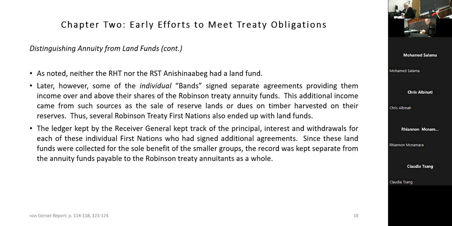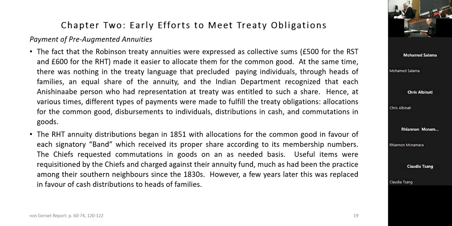If we move to slides 19 and 20, I would almost describe them as companion slides, but you're contrasting certain things regarding the RHT and the RST. It may even go on to slide 21, but there's a definite contrast being made about how these obligations were discharged in respect of the two bands. Can you take us through these fairly carefully and elucidate that, please?